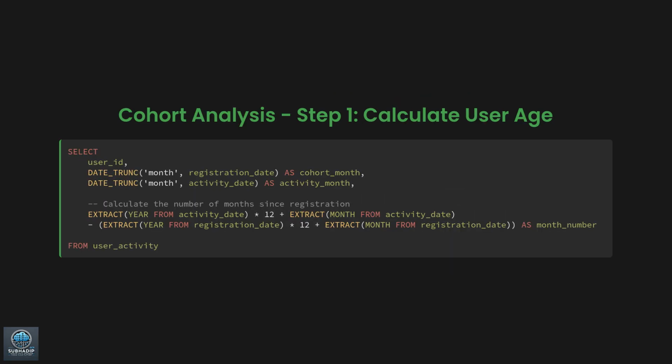Building a cohort chart in SQL is a two-step process. First, for each user activity, we need to identify the user's cohort, which is their registration month. Then, we calculate the user age at the time of the activity, which is the number of months that have passed since they first signed up.